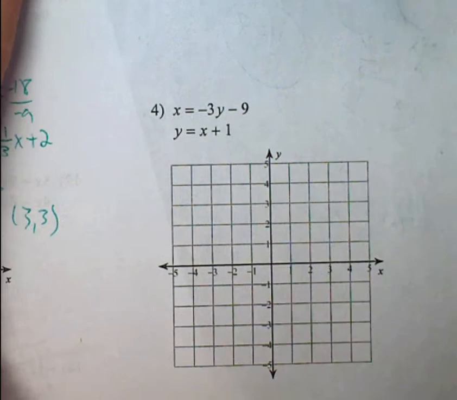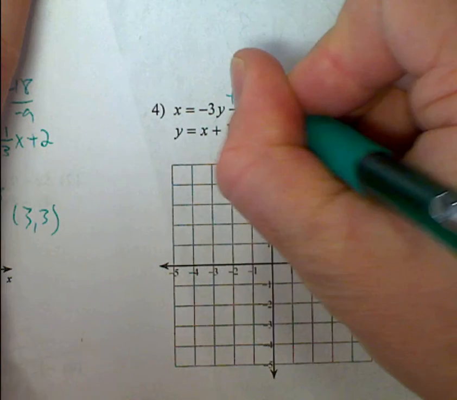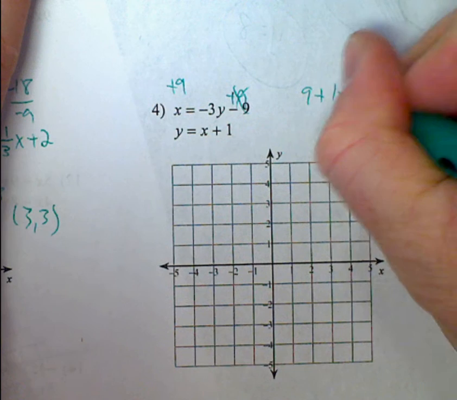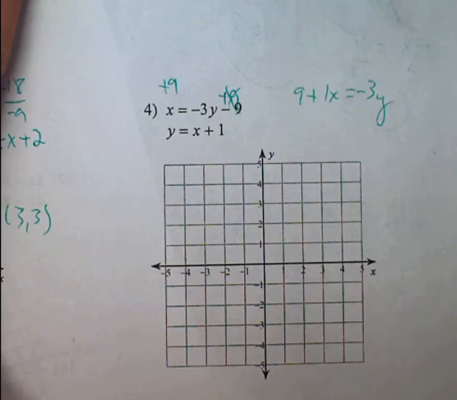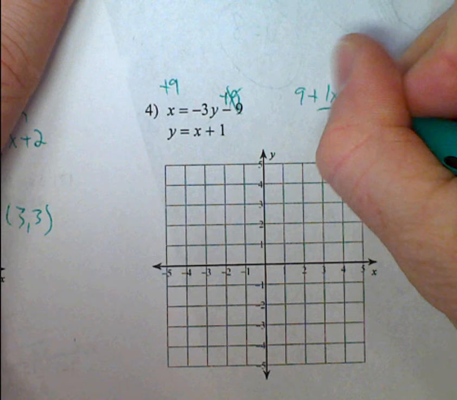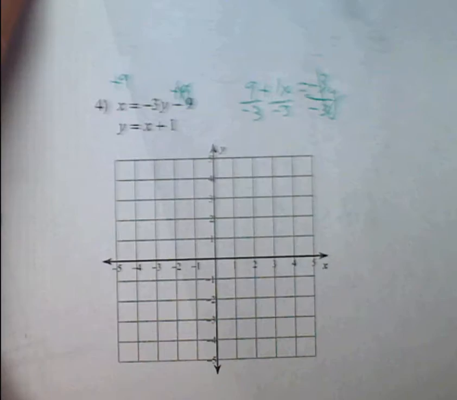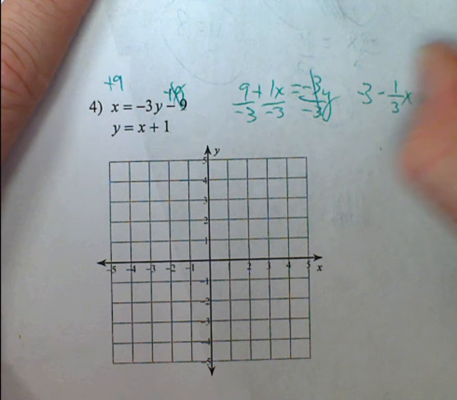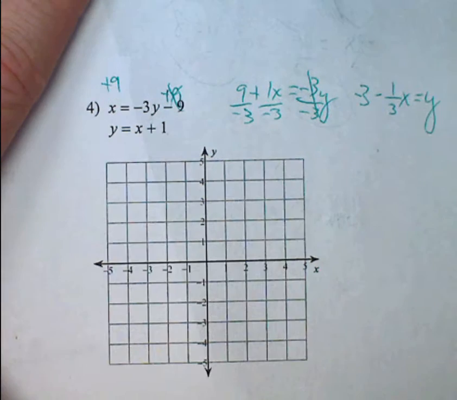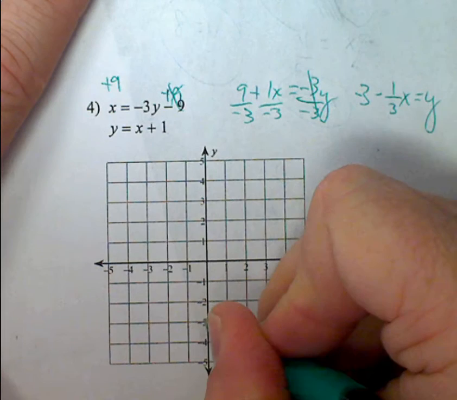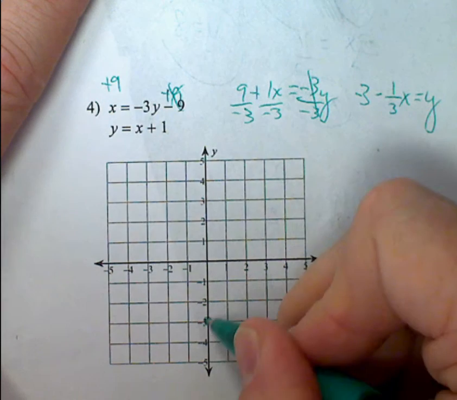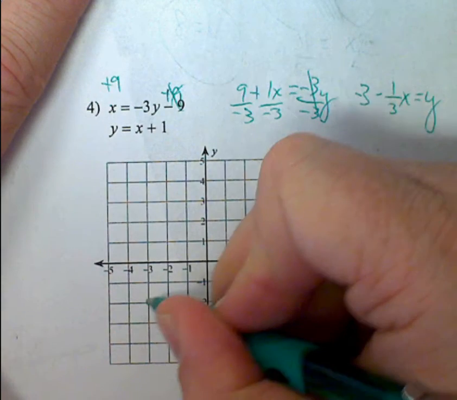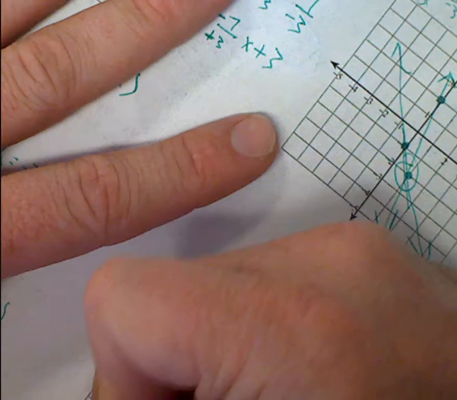Here we go. If I need to get the y by itself, I'm going to add 9. I'm going to add 9. So I get 9 plus 1x equals negative 3y. Divide by negative 3. And I get negative 3 minus 1 over 3x equals y. I start at negative 3. I'm going to go down 1 over 3, or I could go up 1 over 3. There's my first equation.